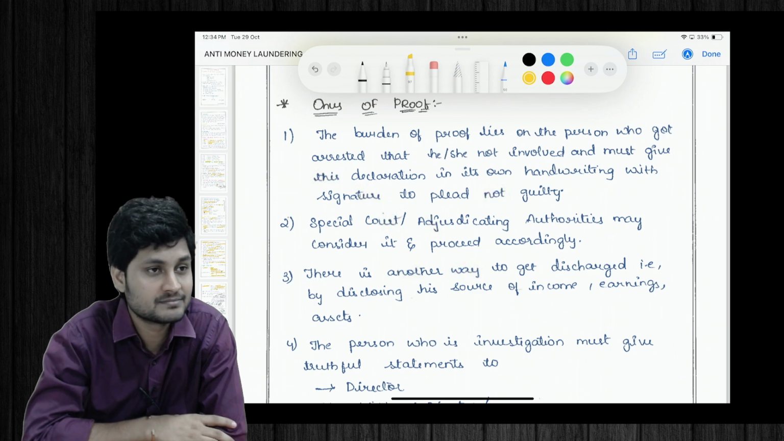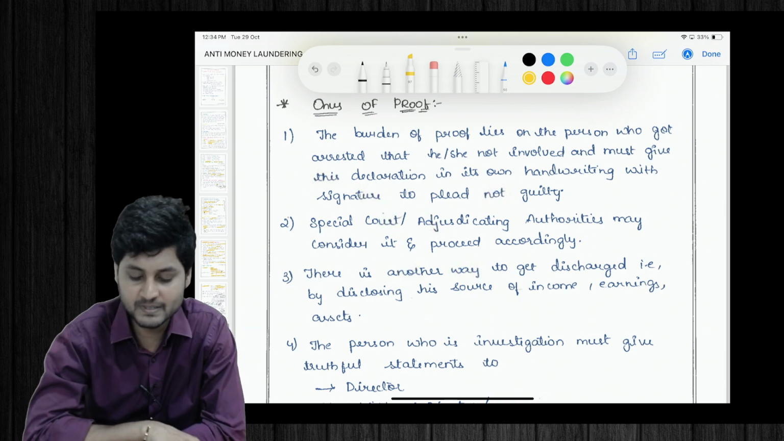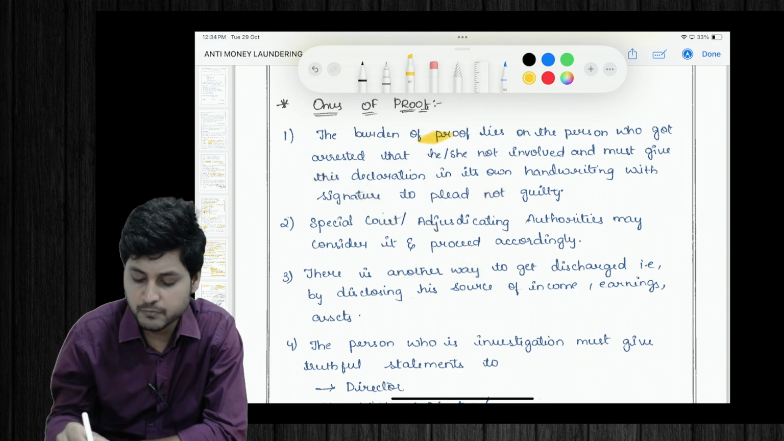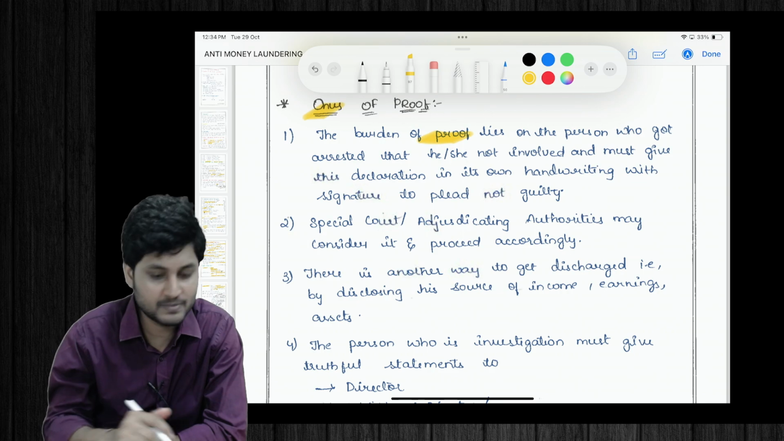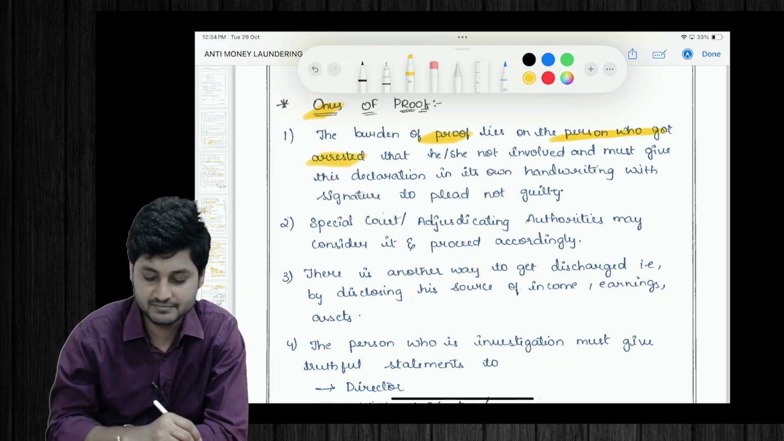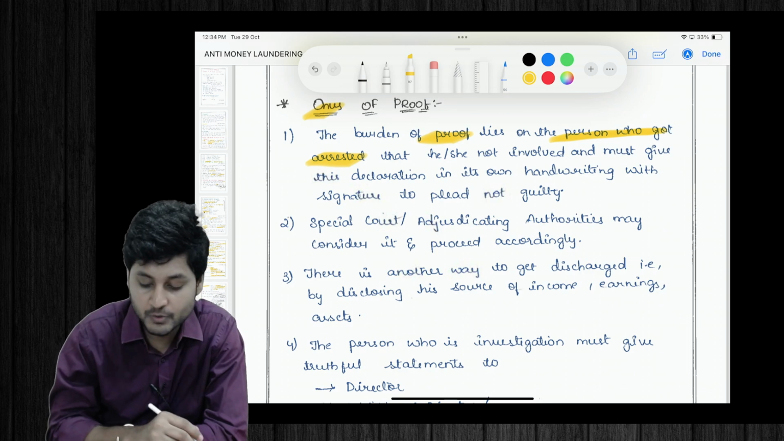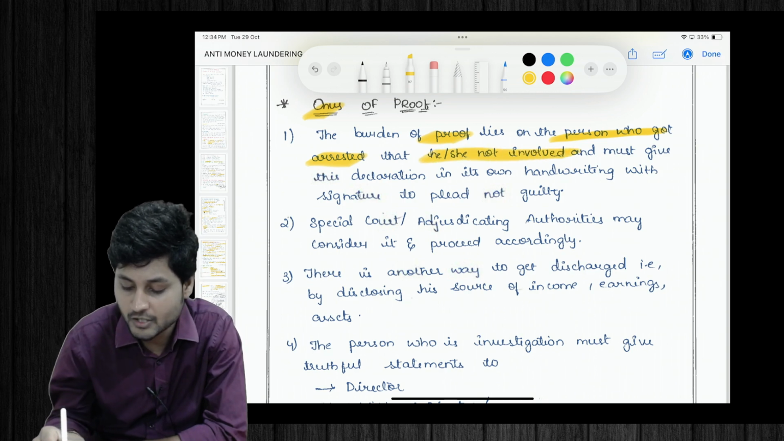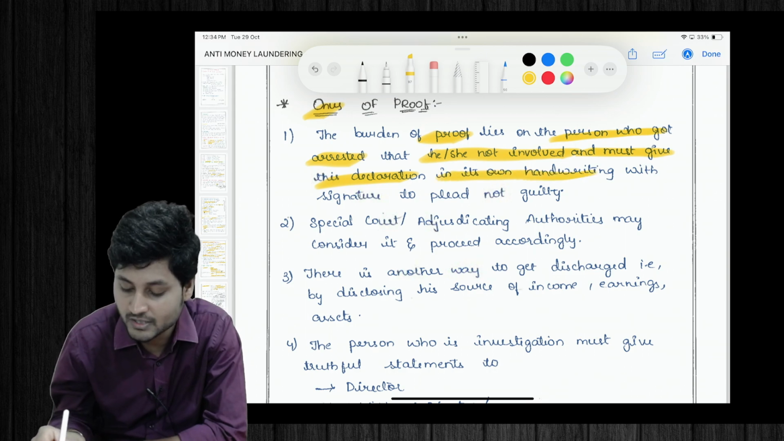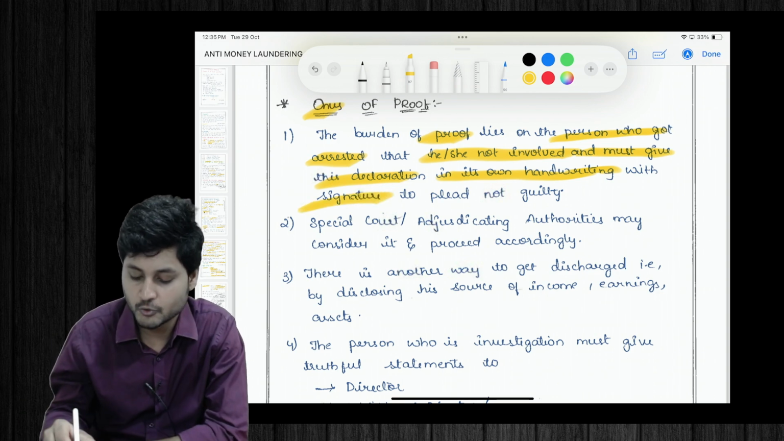Onus means responsibility. You can write onus. Onus means the burden of proof. The burden of proof lies on the person who got arrested. In my example, who got arrested? Vishnu got arrested. And it is his responsibility only to prove that he is not involved, and he must give this declaration on his own, in his own handwriting, with signature, to plead not guilty.